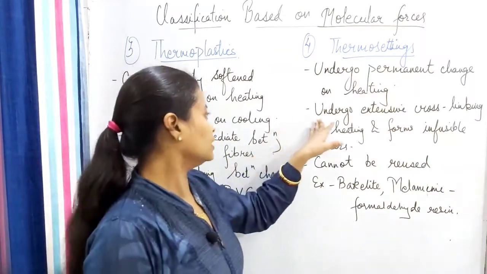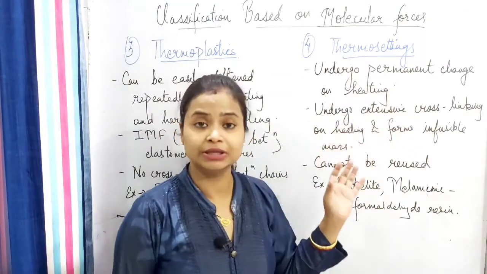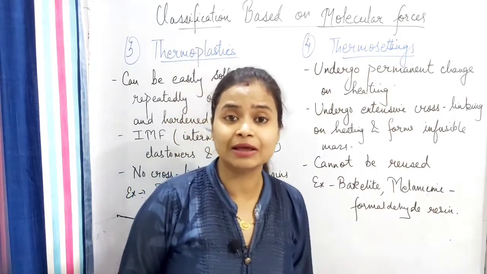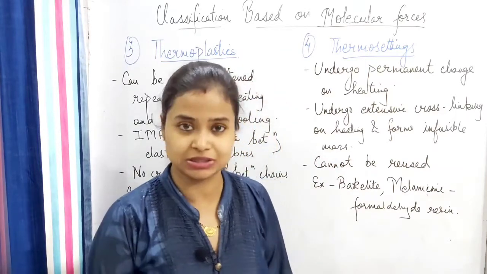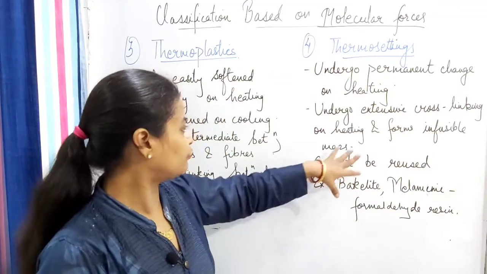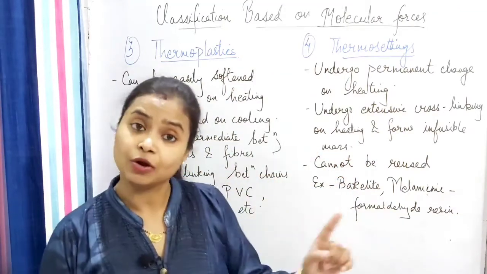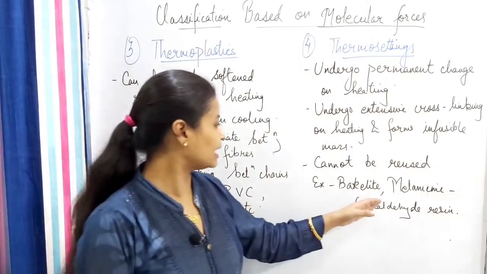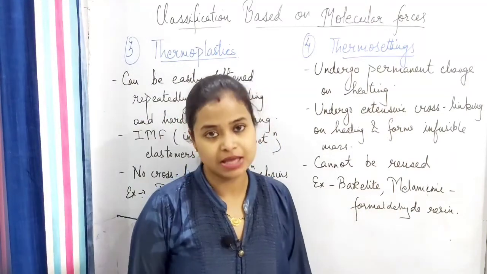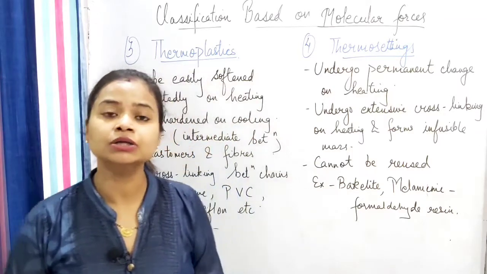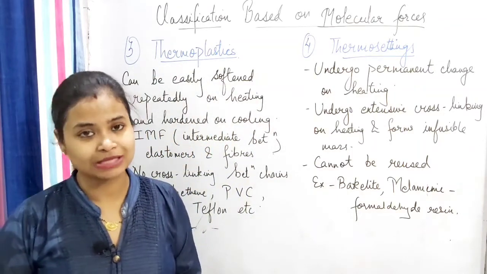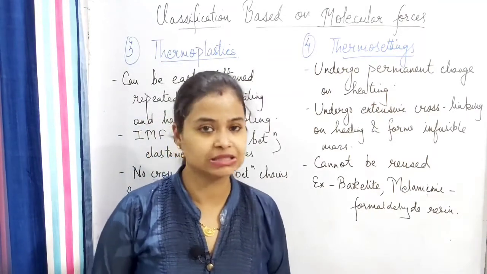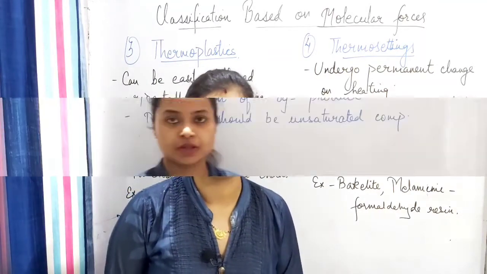Okay, then they undergo extensive cross linking on heating. And why this happens? They form infusible mass because when you heat them, they undergo extensive cross linking, okay, and form infusible mass, so they cannot be reused again. The examples for them are bakelite, melamine formaldehyde resin, etc. So depending upon the molecular forces, on the basis of molecular forces, 4 types: elastomer, fiber, thermoplastic and thermosetting.